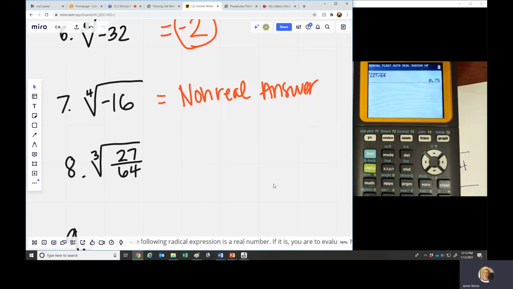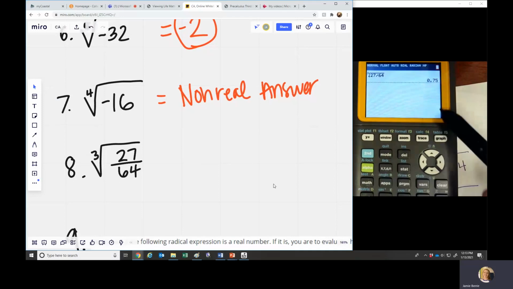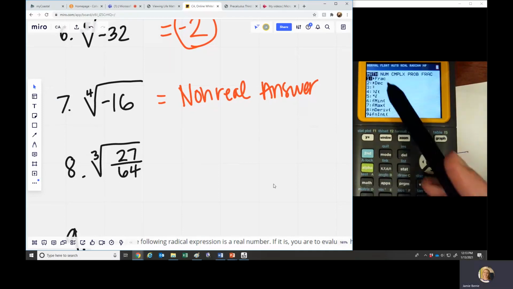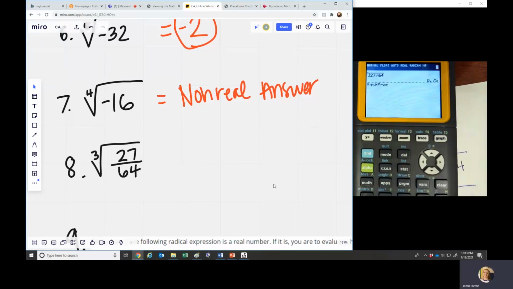Now, they probably want the answer in the form of a fraction. So let me show you how to convert that to a fraction. You just hit the math button. And then you see that little arrow, that means convert to a fraction. Hit enter. So this says convert the answer to a fraction, 3/4. Okay, 3/4.